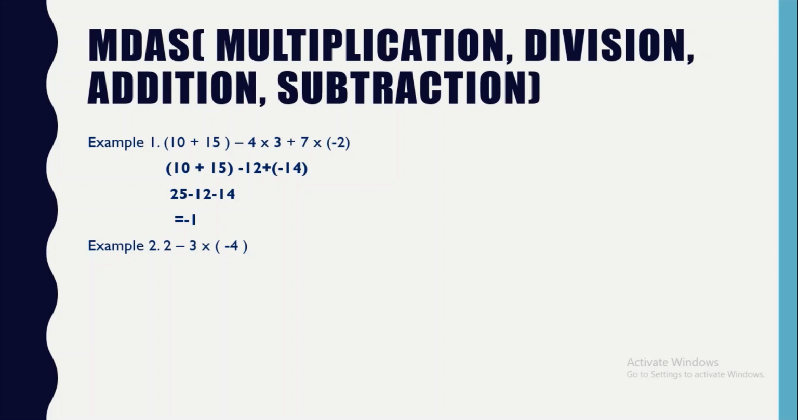Example number 2. 2 minus 3 times negative 4. So first, multiply 3 to negative 4. So copy 2. Negative 3 times negative 4, that is positive 12. So 2 plus 12, that is positive 14.